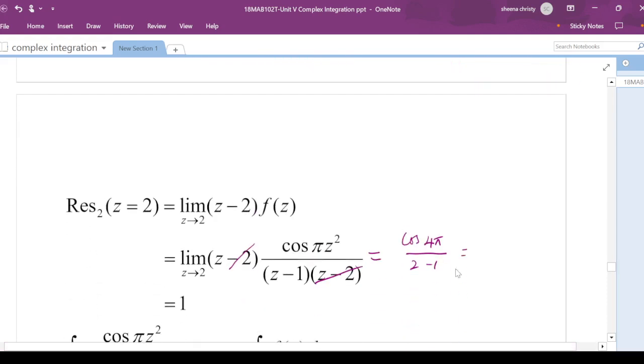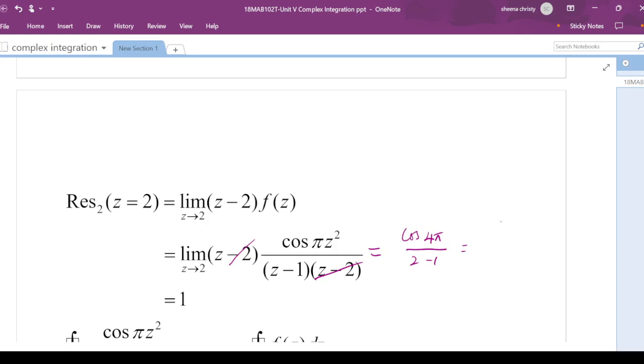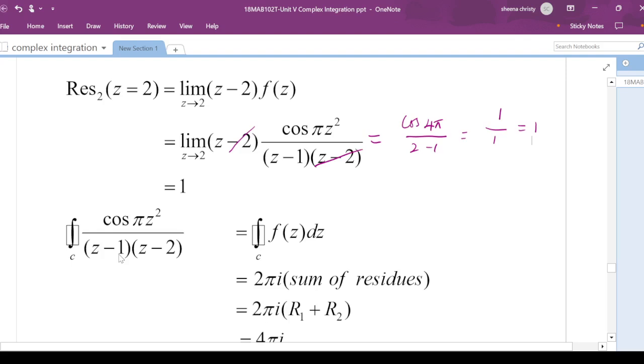So cos 4 pi will give you positive value 1 divided by 1. The answer is 1. Therefore, the integral over the contour C of cos pi z square by (z minus 1)(z minus 2) dz is going to be the integral over C of f(z) dz, which is equal to, by the formula, 2 pi i into the sum of the residues. Here two residues we have found, r1 plus r2. The value of r1 is 1 and the value of r2 is also 1. So 2 pi i into (1 plus 1) gives you 4 pi i.